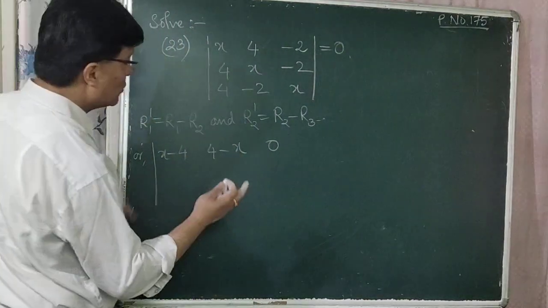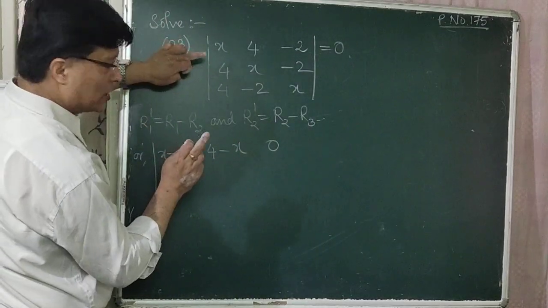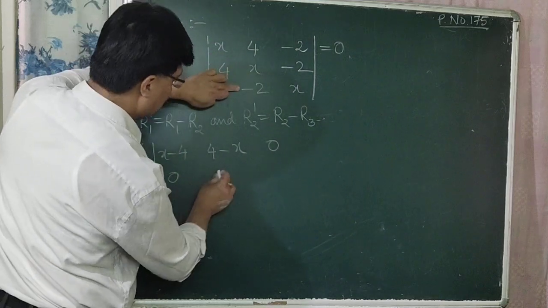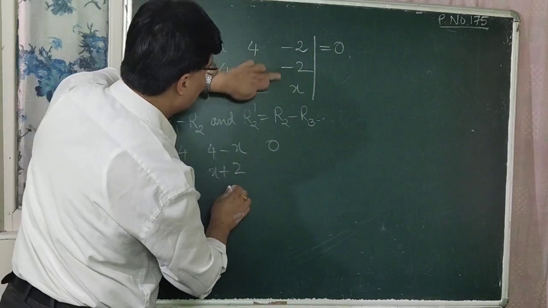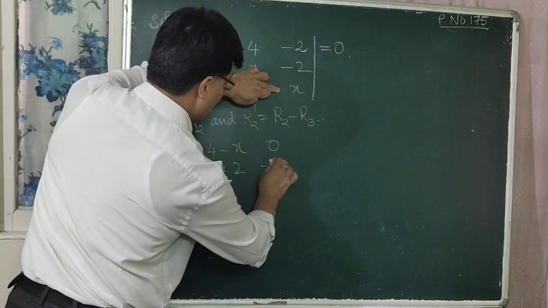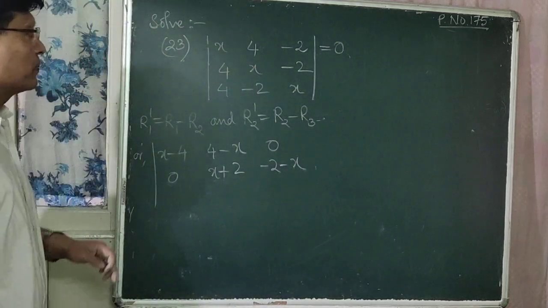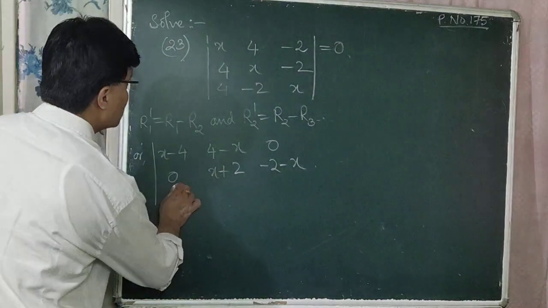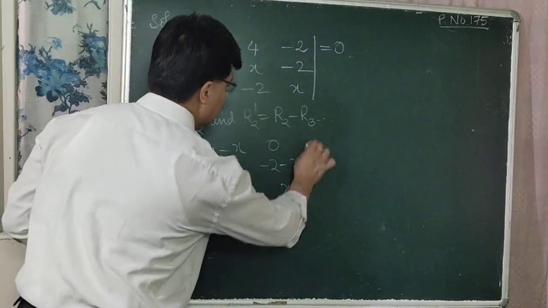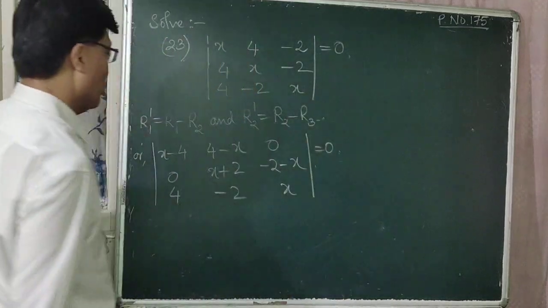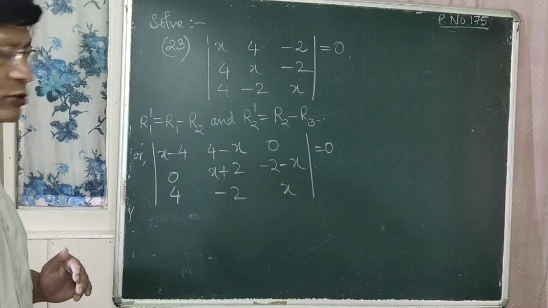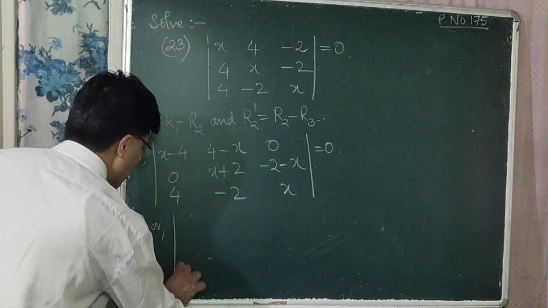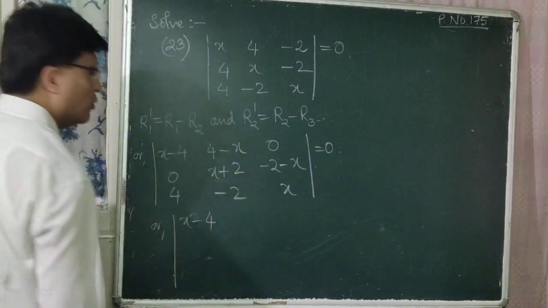r2 dash, row 2 is changing now, r2 minus r3. How does it change? r2 minus r3, right? This is 4 minus 4, 0. This minus this, x plus 2. This minus this, minus 2 minus x. Now third row remains same. So it is 4 minus 2x, which is equal to 0. Is that clear to all of you? Okay. Next, this is your x minus 4.